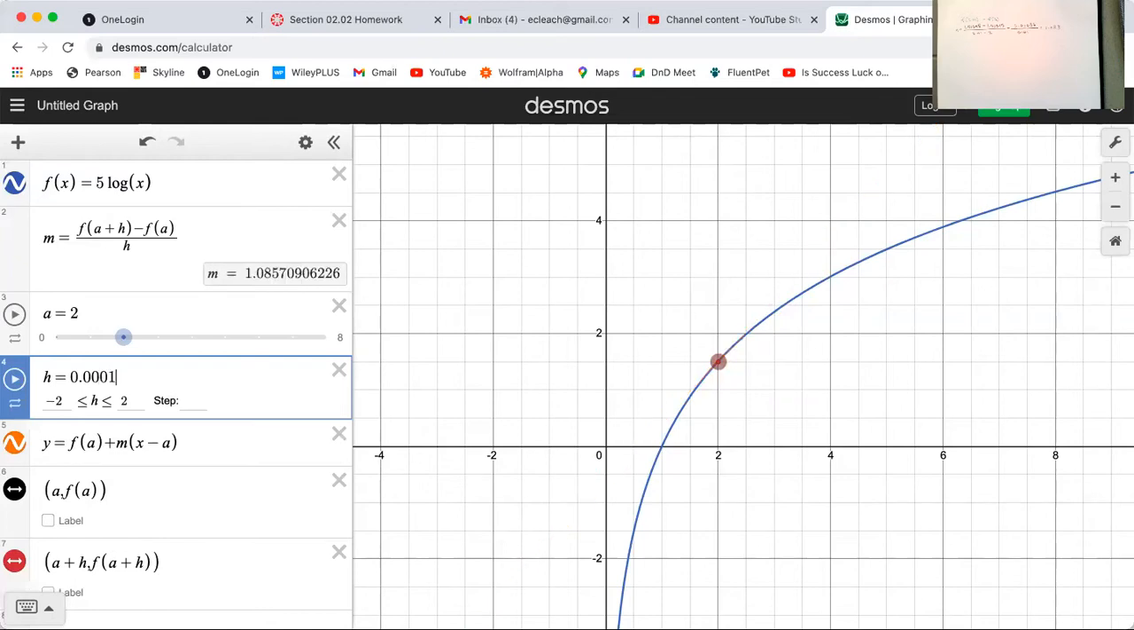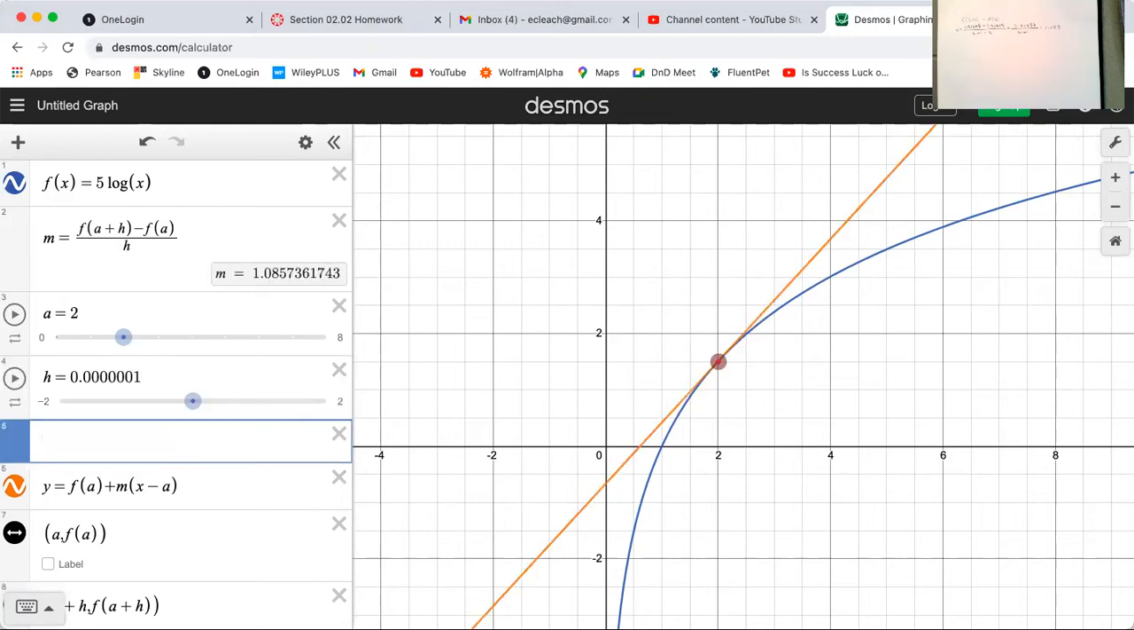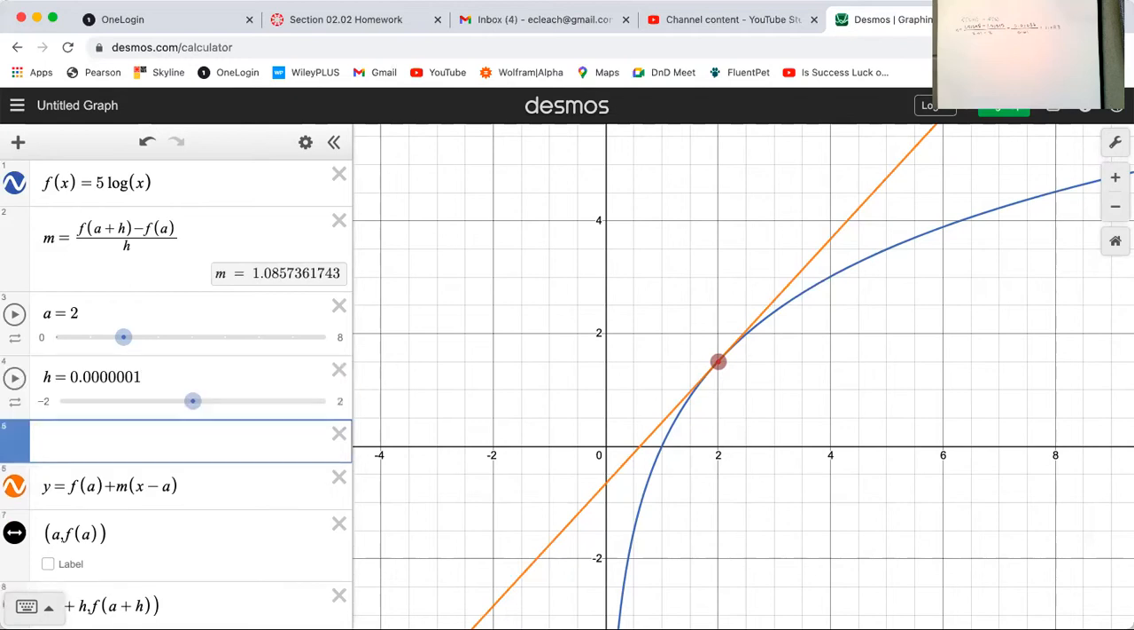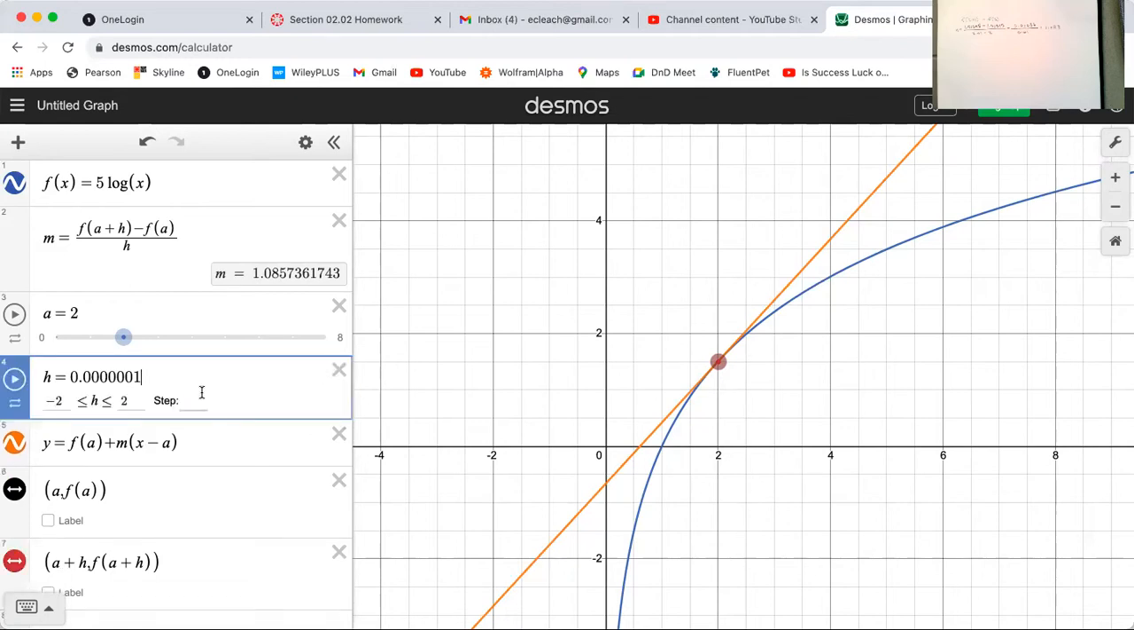And if I keep adding more zeros, notice that more digits are just locking into my approximation. 1.0857, 1.085733, 1.085735, so that 3 is now locked in. And the more digits that we include, the closer we put h to 0, the better our approximation is going to be.